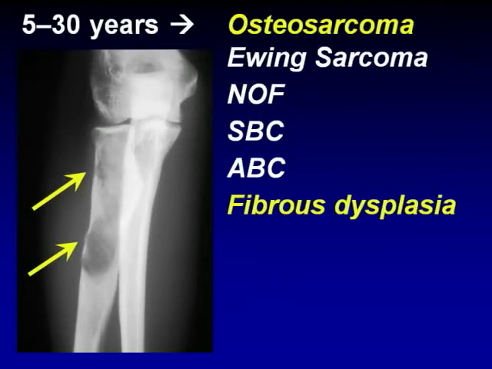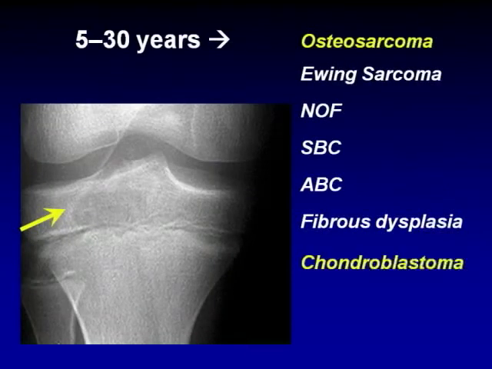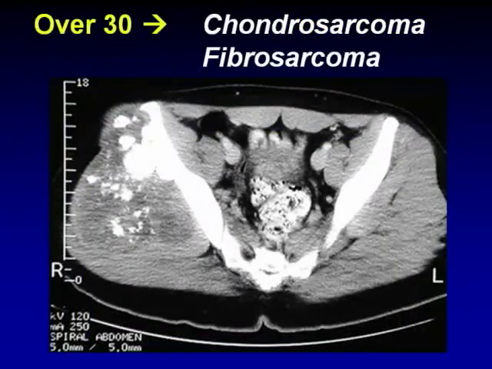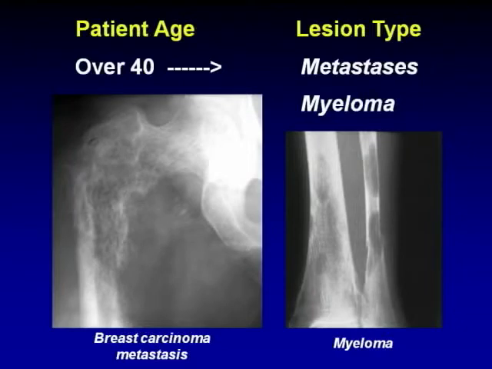Another one, fibrous dysplasia. And then, less commonly, but still one that is, I think, very good to know about if you see many bone cases, chondroblastoma. We'll talk more about those in excruciating detail, believe me. In the 20 to 50-year-old age group, giant cell tumor of bone is a prime consideration. Over the age of 30, there are some sarcomas like chondrosarcoma and fibrosarcoma that we consider. Over the age of 40, I'm sad to say, it's all downhill. Mets and myeloma are prime considerations.